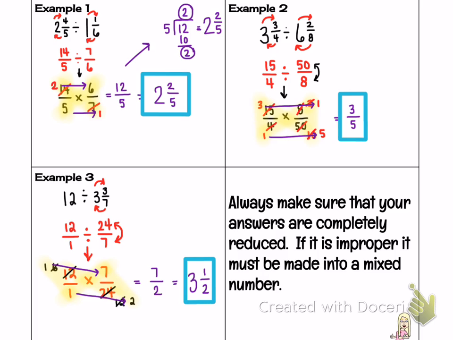You know that 3 3s is 9, but you also have to deal with the 3/7 being multiplied up, and things like that. So your answer does make sense for the problem. All right, last box, making sure. Always make sure that your answers are completely reduced. If it is improper, it must be made into a mixed number.